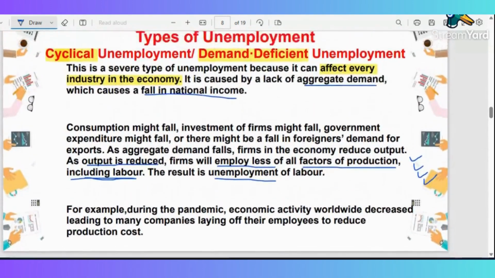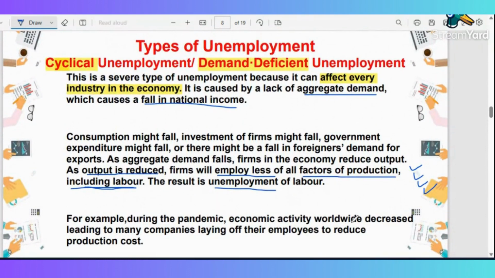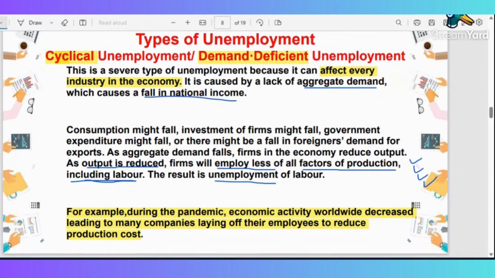For example, during the pandemic, economic activity worldwide decreased, leading many companies to lay off their employees to reduce production costs. This is very evident as we are going through these times. We all have an idea of what it's saying here. During the pandemic, certain goods and services weren't demanded much by consumers. If it's not being demanded by consumers, the firm needs to produce less of these goods and services. When they produce less, they will need less labor in doing so.